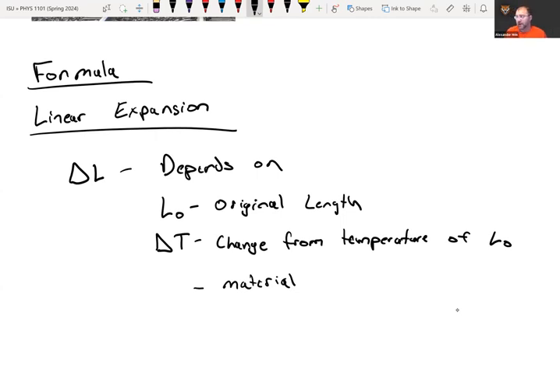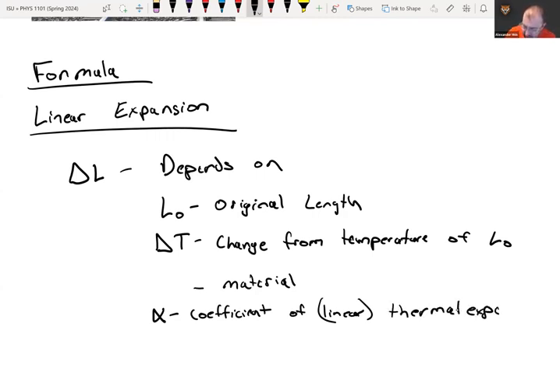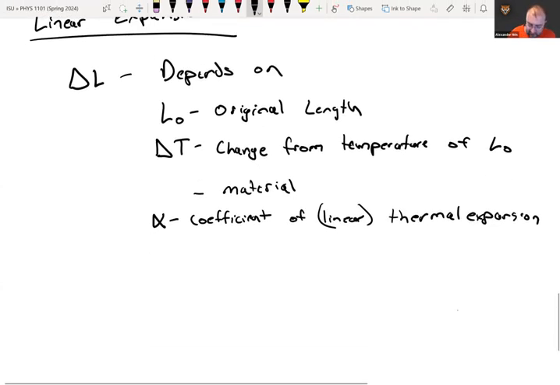Some materials thermally expand more, some of them expand less. The symbol we use for that is alpha, and this is what we call the coefficient of linear thermal expansion. Sometimes it's just called the coefficient of thermal expansion, but I like to remember that this is the linear case. Basically, the thermal expansion is just the product of these three things. So delta L is equal to alpha L0 delta T. That is how much you change by. Now, that's not the new length of the thing. If you want the new length, you'd have to add L0 to your delta L.